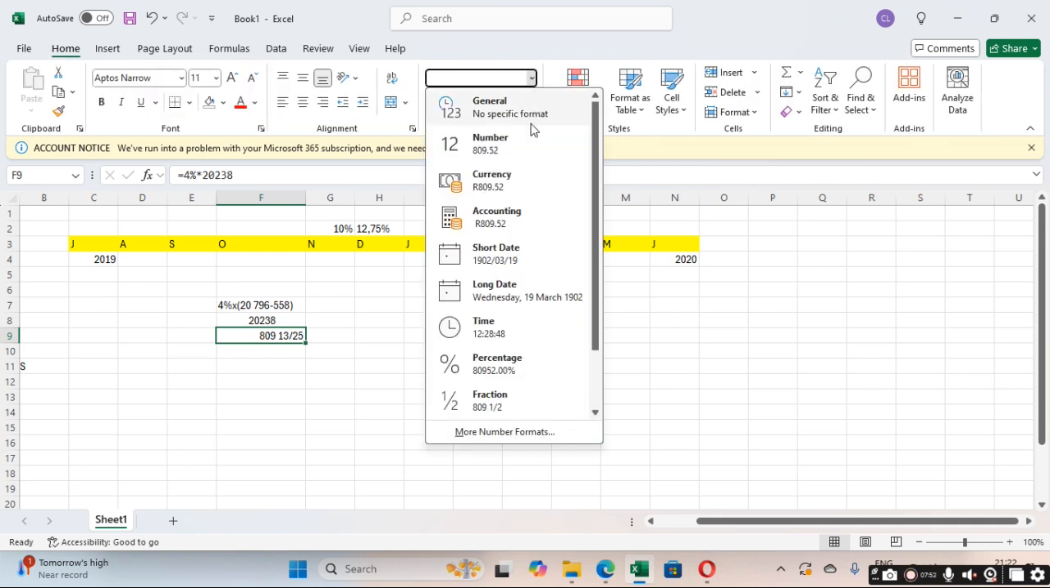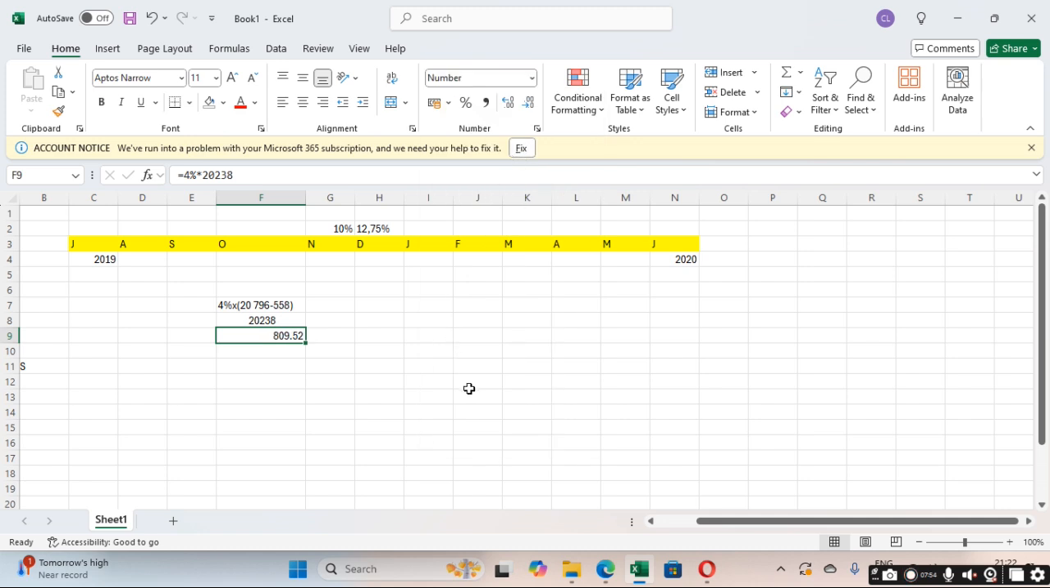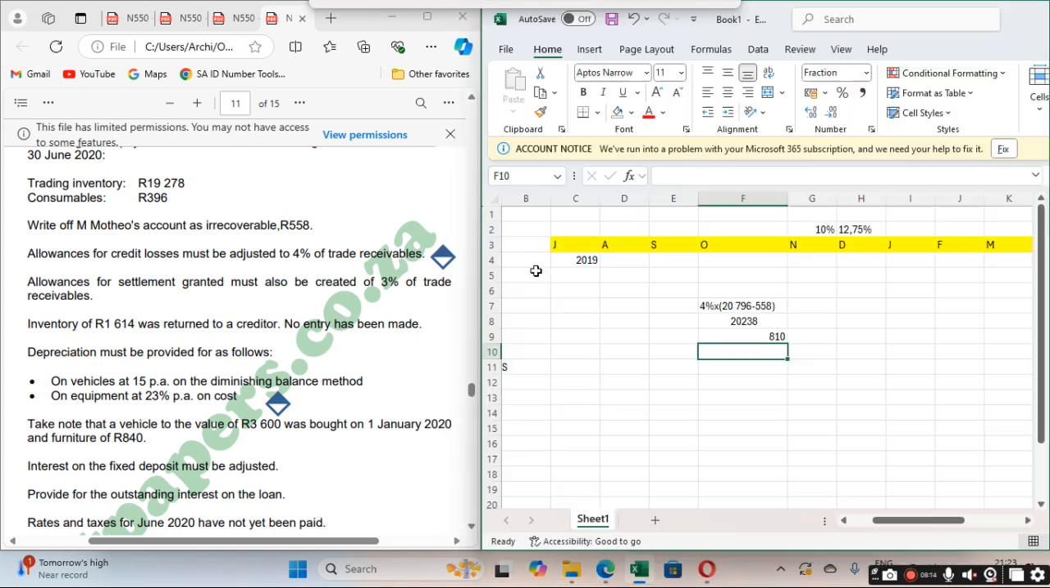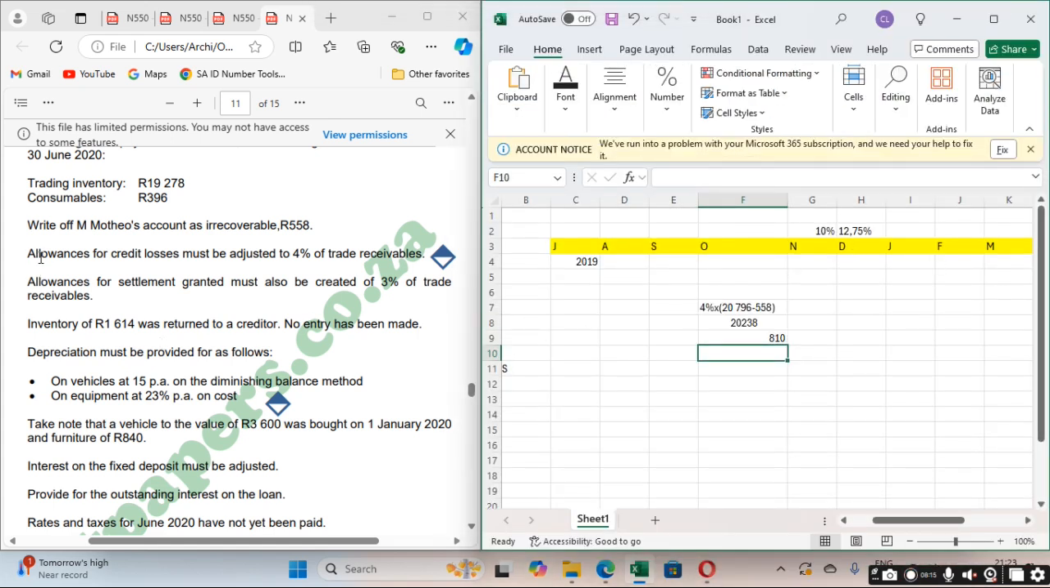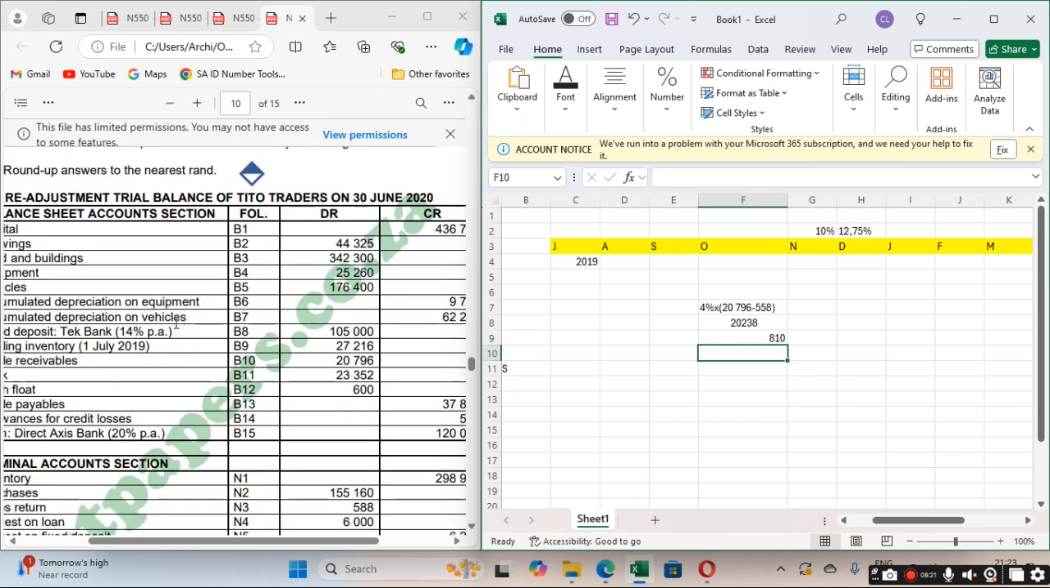Oh, it's a fraction, it's supposed to be a number. Okay, so that's why. It's 809,52, but we don't want decimals, so this answer of ours needs to be a whole number. Let's go back to the question. The question said allowance for credit loss must be adjusted, so we're adjusting, we're not creating a new one. What are we adjusting from?